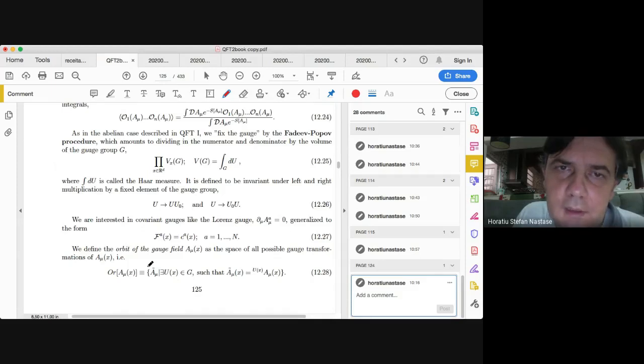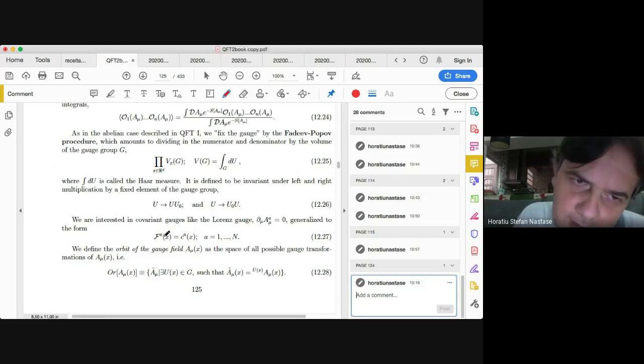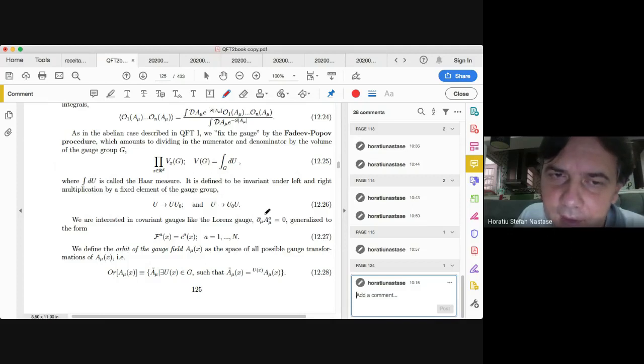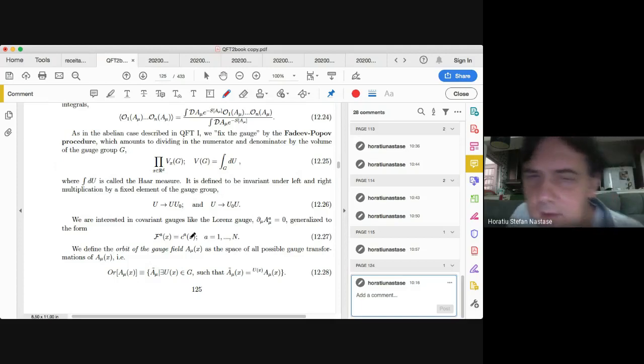All right. So we have to fix a gauge by this Faddeev-Popov procedure, and the gauge condition will have an index A in the algebra. That is to say, A goes from one to n, and it will be of the type F^A of x equal to 0, which is a generalization of the Lorentz gauge, d^mu A_mu^A equal to 0. And then we further generalize that to F^A of x equal to some function c^A of x.